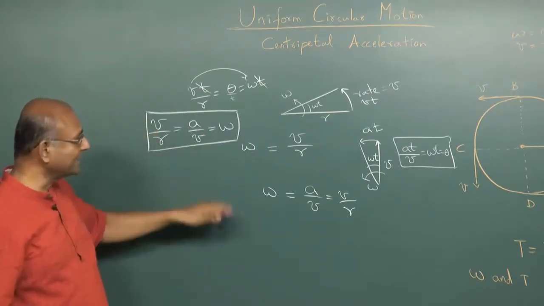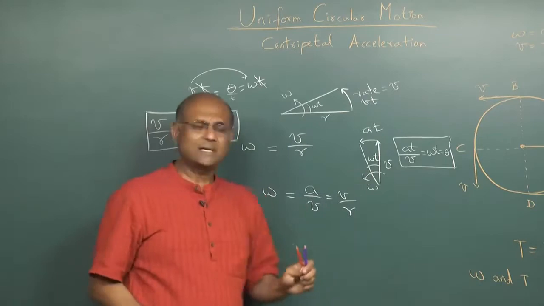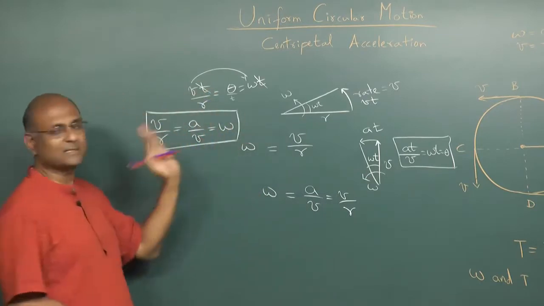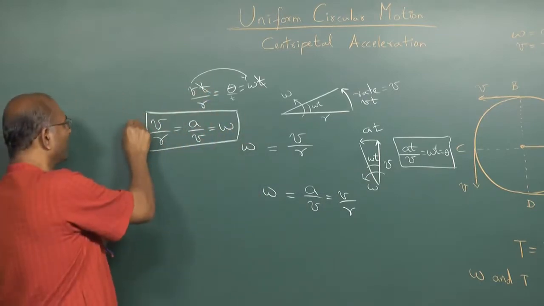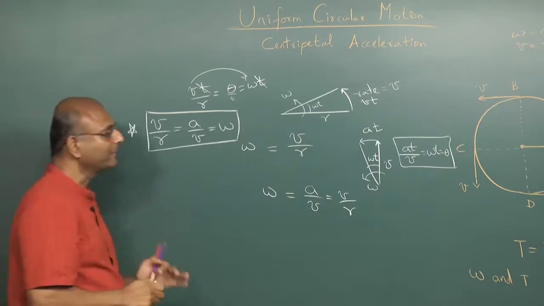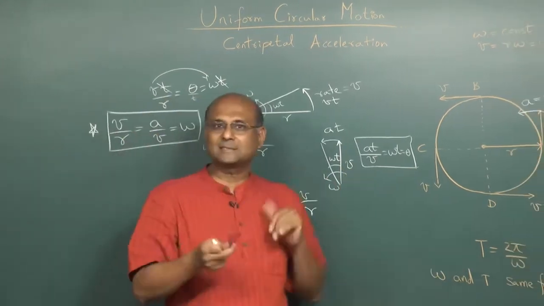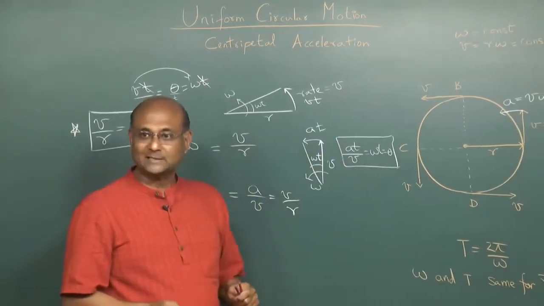So I hope this idea is clear. That is the essence of centripetal acceleration, whole of uniform circular motion. This is the most critical idea. Okay, the rest of it is all like formulas and stuff that we will put in. But I want you to first understand this.